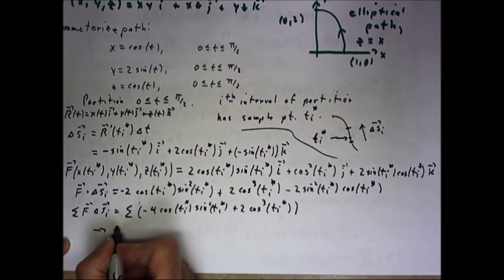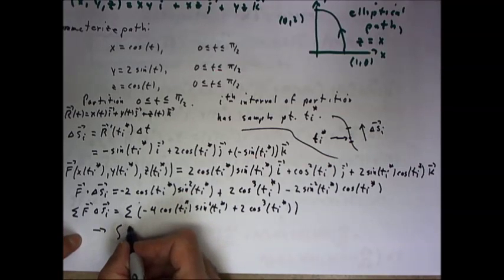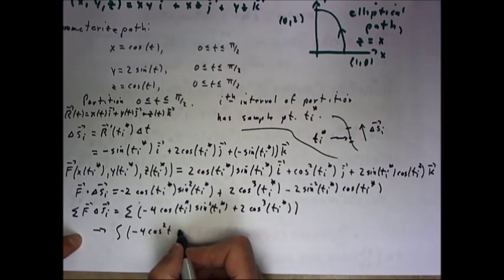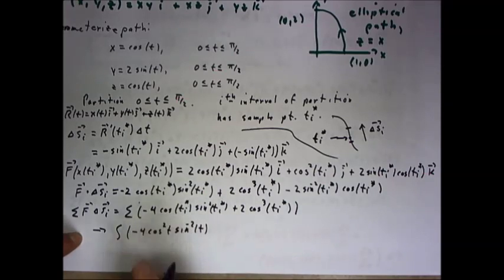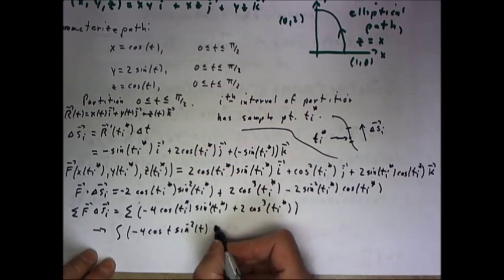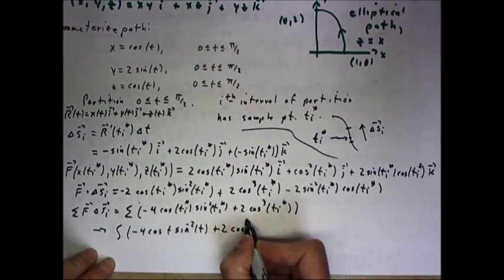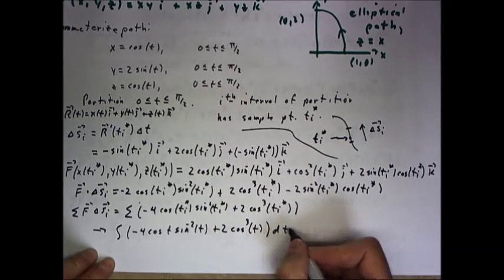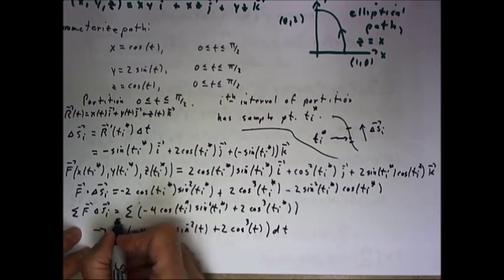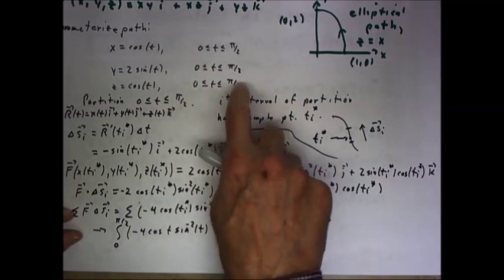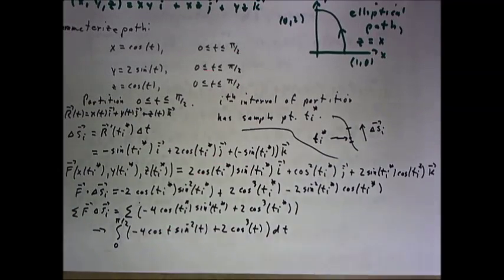And that's going to approach then the integral of what? Negative 4 cosine of t sine squared of t, and it's just cosine of t, not cosine squared, plus then 2 cosine cubed of t quantity dt, where t goes from 0 to pi over 2, because of course we originally partitioned the integral from 0 to pi over 2.